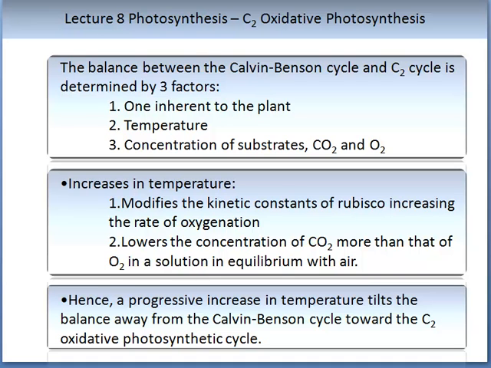If we look at increases in temperature, this modifies the kinetic constraints of Rubisco, increasing the rate of oxygenation. Temperature also lowers the concentration of carbon dioxide more than that of oxygen in a solution in equilibrium with air. So you can begin to see that a progressive increase in temperature tilts the balance away from the Calvin-Benson cycle towards the C2 oxidative photosynthetic cycle.